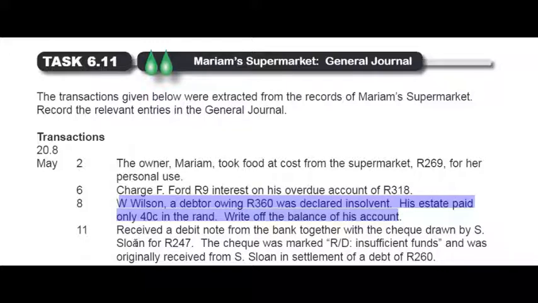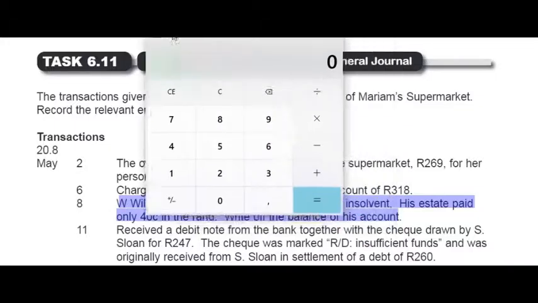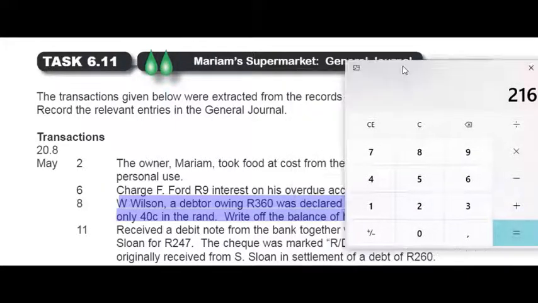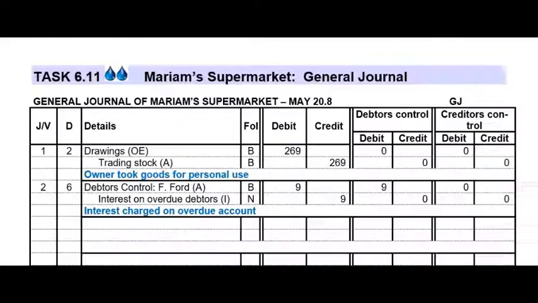What we need to focus on is the bad debts value, the amount that must actually be written off. Okay, so the bad debts value can be calculated as 60 cents because we received 40 cents. We must write off 60 cents, which would be 60 over 100, for every Rand that he owed us, a total of 360 Rand. In other words, 216 Rand must be written off as bad debts in the general journal.